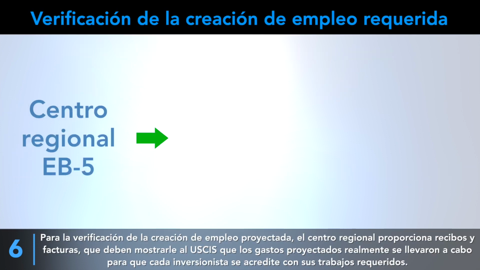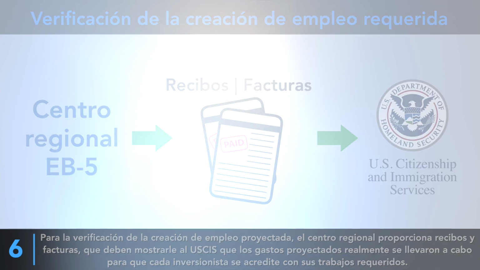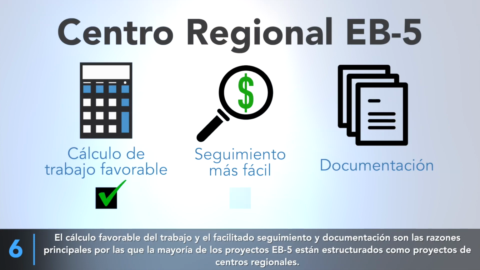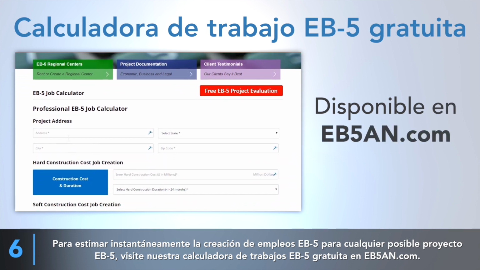For verification of projected job creation, the Regional Center provides receipts and invoices, which must show USCIS that the projected expenditures actually took place, so that each investor is credited with his or her 10 required jobs. Favorable job calculation and easier tracking and documentation are the main reasons most EB5 projects are structured as regional center projects.